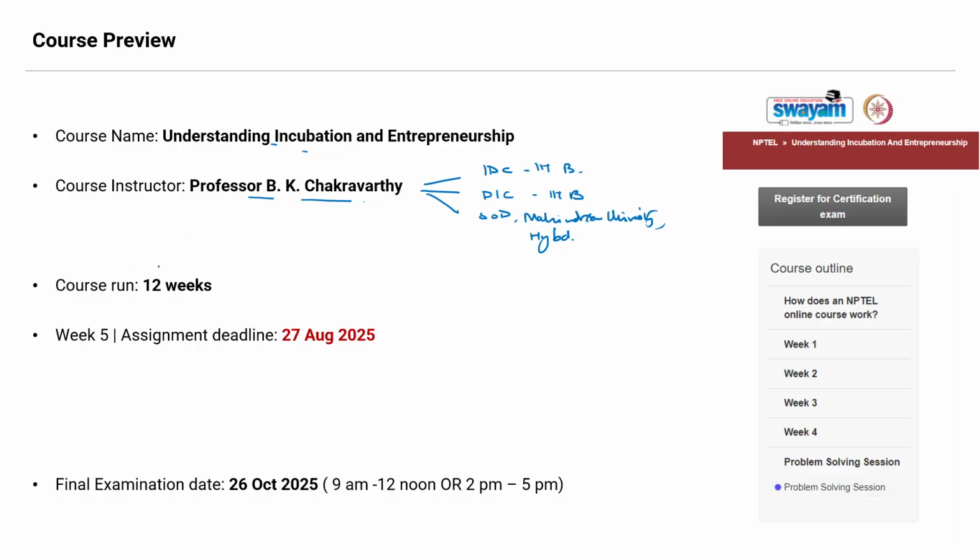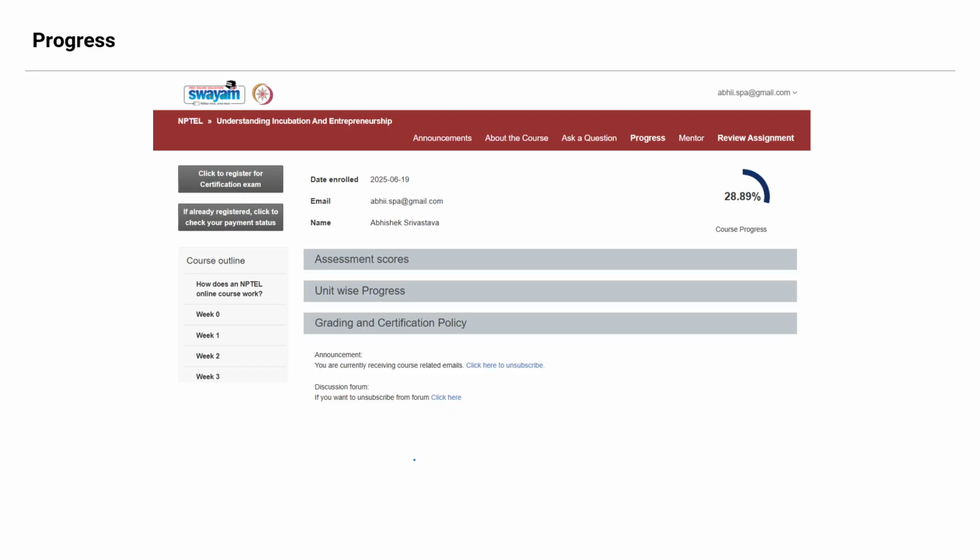The duration of the course is 12 weeks, and today we are at week 5, a critical juncture very close to the midway. The week 5 assignment deadline is the 27th, so you have a few days to attempt the assignment if you have not done it. As of now, the final examination date is 26th of October, in either of the two slots, pre-lunch or post-lunch, depending upon the choices you gave for the examination center. In that exam center you will have to appear and participate in the examination.